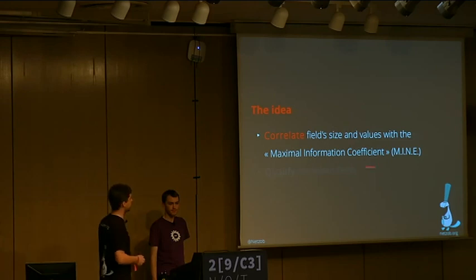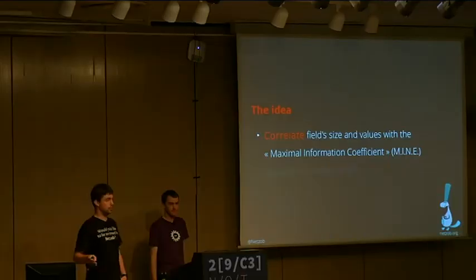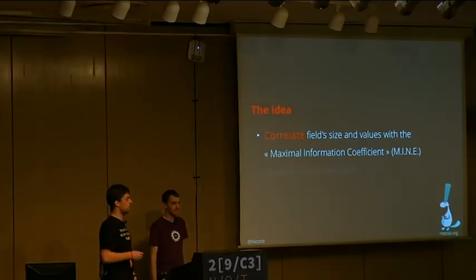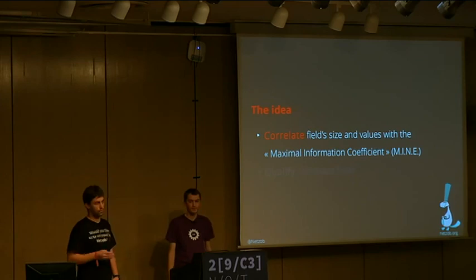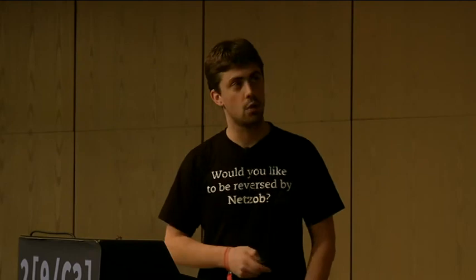We use the maximal information coefficient, I'm sorry, it's maths, a correlation system provided by MIT. It's very efficient. It allows us to correlate the values of multiple fields and to find fields which are highly correlated. Once you have these pairs, you can qualify the kind of correlation and compute if it's a size field or a CRC or something else.